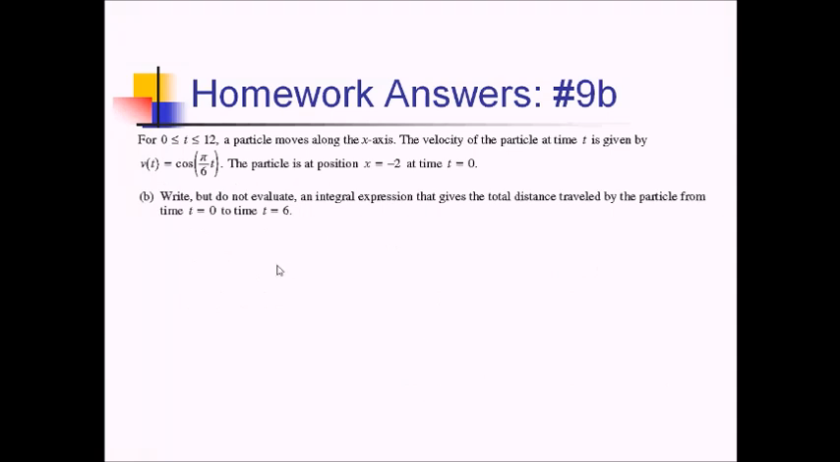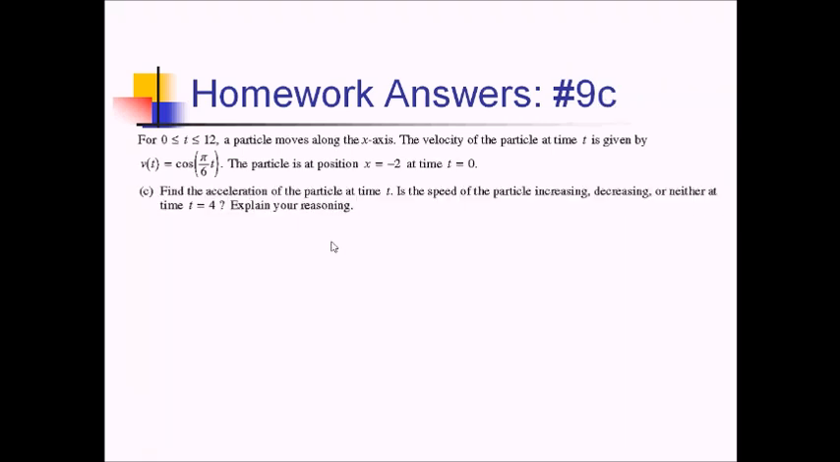For this part of the problem, they want us to write but not evaluate an integral expression with the total distance traveled by our particle from time 0 to time 6. Well, they actually were very nice to us on this one, because for total distance, I just need the absolute value of velocity inside an integral. So essentially taking the integral of speed from 0 to 6. So that's going to be the integral from 0 to 6 of absolute value of v of t dt, and that's it. Write but do not evaluate, solved.